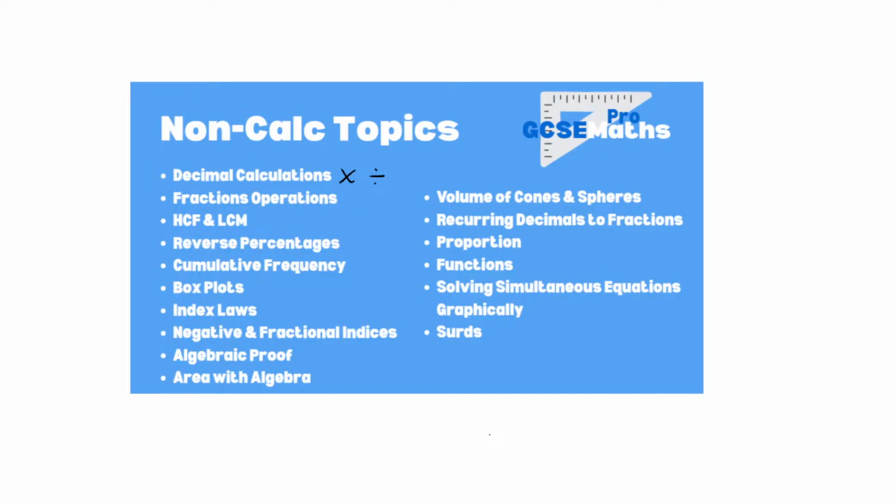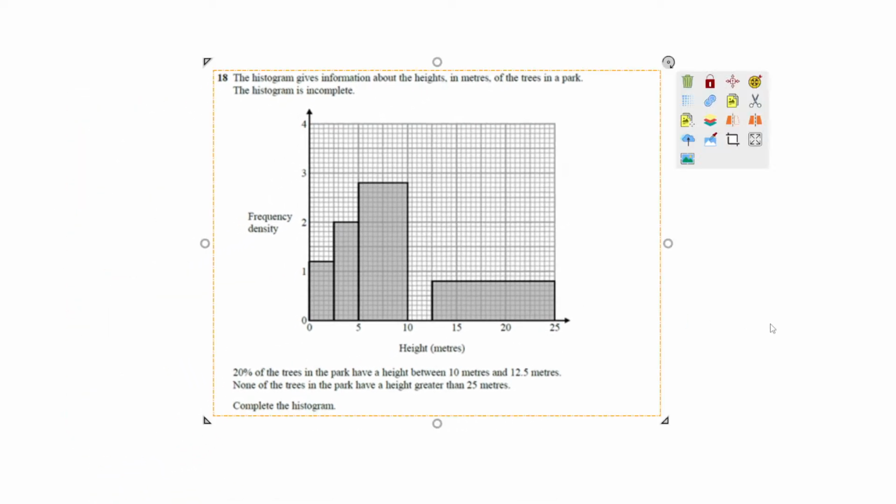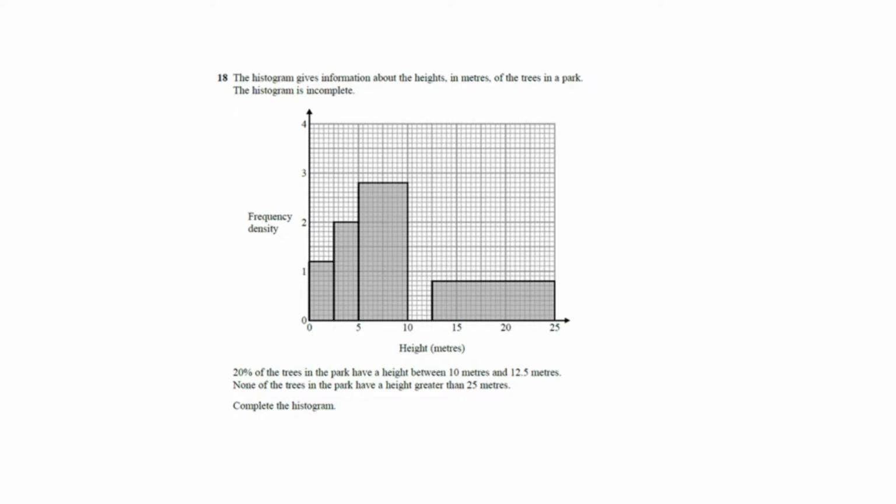Hopefully that's not too blurry. You can read it. This is a 3-mark question. It was a calculator question as well, so you can use your calculators. Okay, so they've actually drawn a histogram for us here. The histogram gives information about the height in meters of trees in a park, and then you can see that it's incomplete. Obviously, there's a bit missing. We can work out the median in a second as well. This is what I would class as an interpreting one, because it says 20% of the trees in the park have a height between 10 and 12.5 meters. So that's the bit that's missing, isn't it? The 20%, that's the bit that's missing. None of the trees in the park have a height greater than 25 meters.